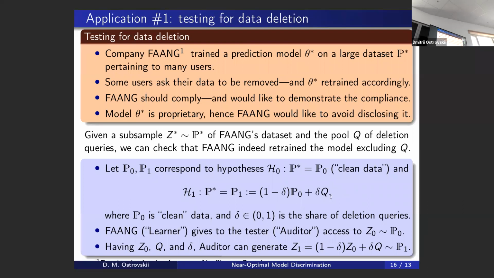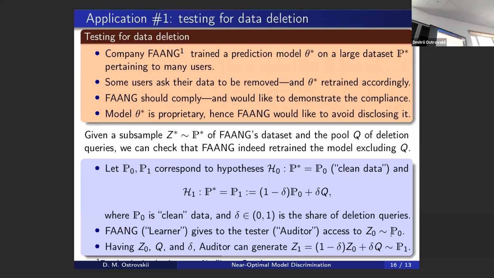So then having Q and having sampling access to P0, I also have sampling access to P1 by just considering this mixture, if I know what is the fraction of Q in the overall dirty data set. Right? And then I can just run my procedure.